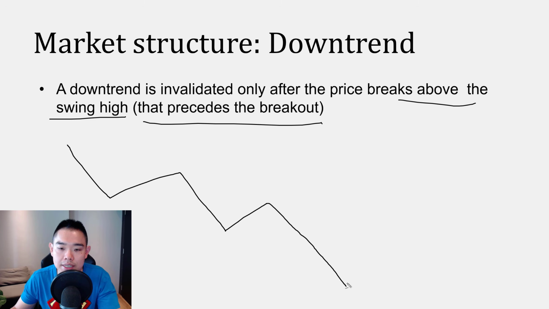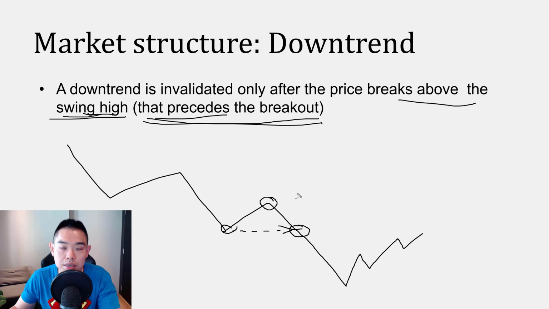And now it hits up higher over here, okay? Now, where is the swing high that precedes the breakout? The breakout point is actually over here. Just look, it's over here. This is the breakout point, because it broke below this low. So where is the swing high that precedes the breakout? The swing high that precedes the breakout is actually this level over here.